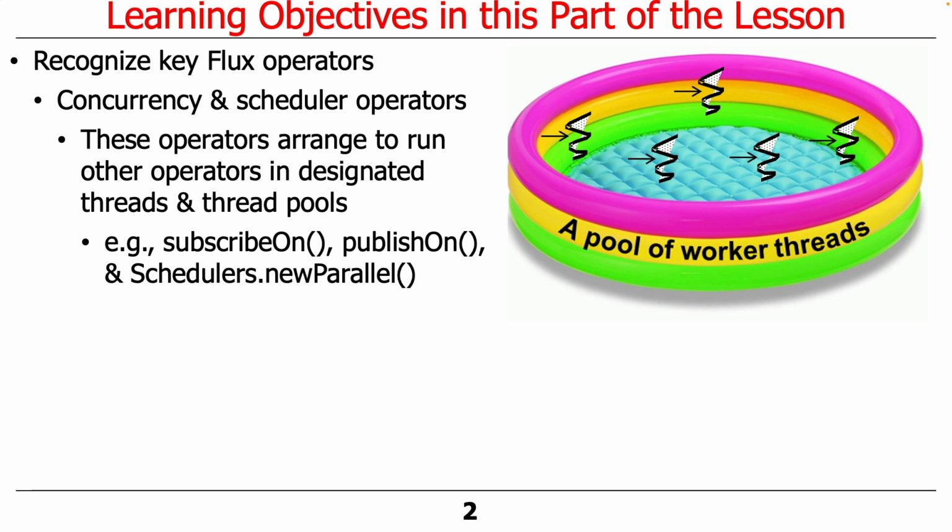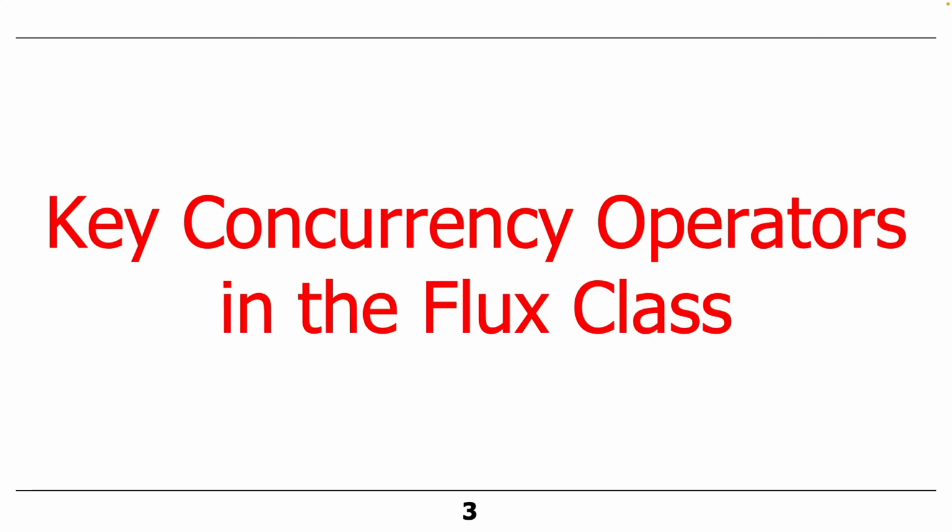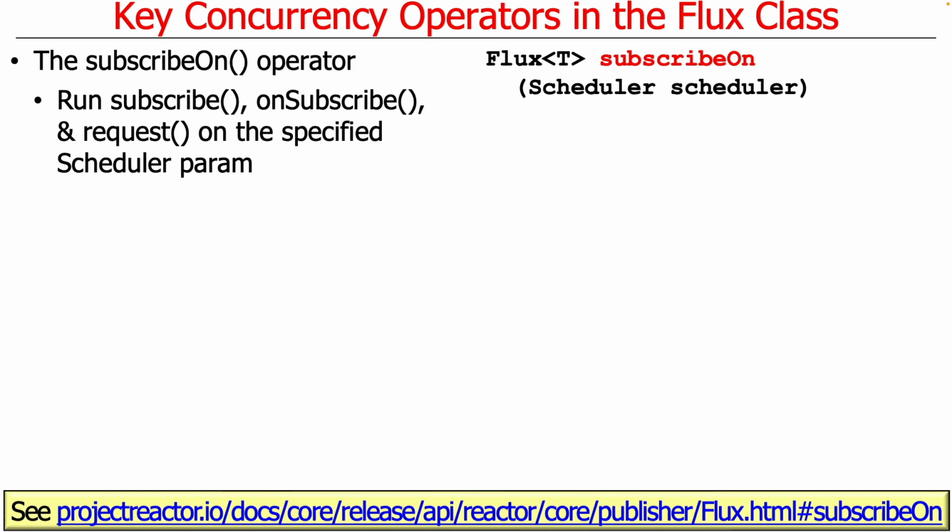And we're going to take a look at subscribeOn and publishOn, which are two operators defined in the Flux class, and then the Schedulers' new parallel method, which is defined in a separate class, but used with Fluxes. And I'll talk about why it's done the way it's done. So first we'll talk about the subscribeOn operator.